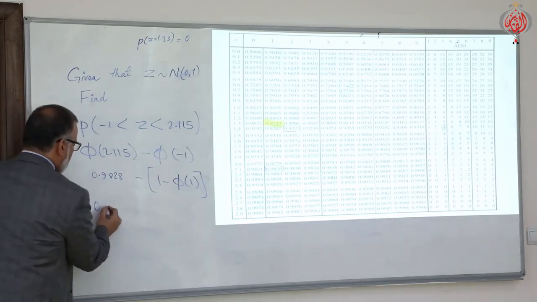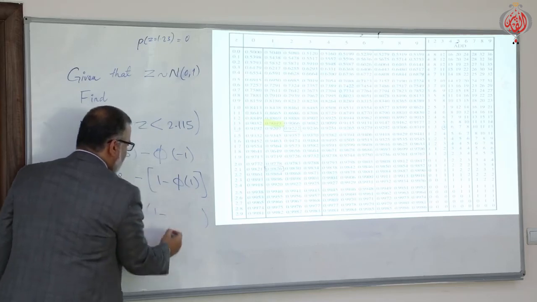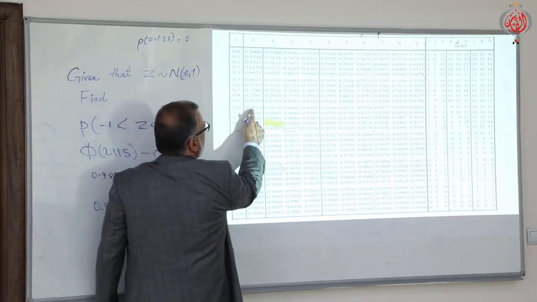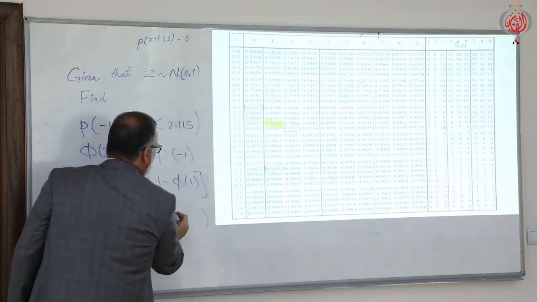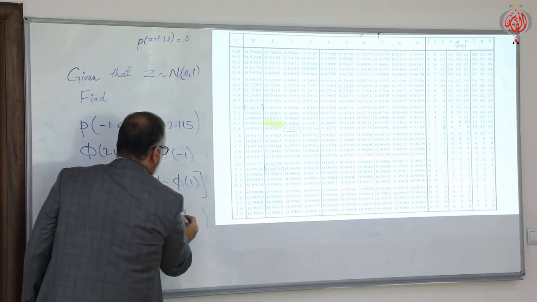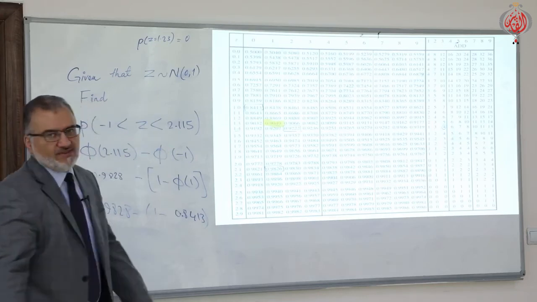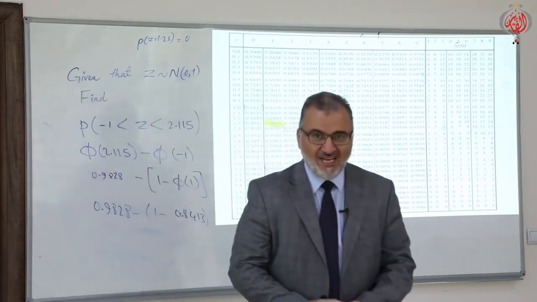So again, 0.9828 minus 1 minus phi of 1. Where is 1? This is 1.00, it means that one here. So it is nothing but 0.8413. Calculate, then get the answer. Okay, hopefully this one is clear.